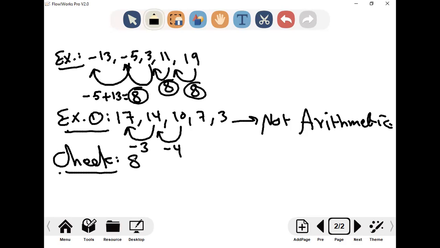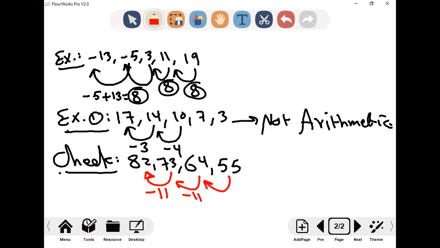We have 82, 73, 64, and 55. Let's check if this is arithmetic or not. Now, 73 minus 82, negative 9, right? 64 minus 73, also negative 9. 55 minus 64, negative 9, right?